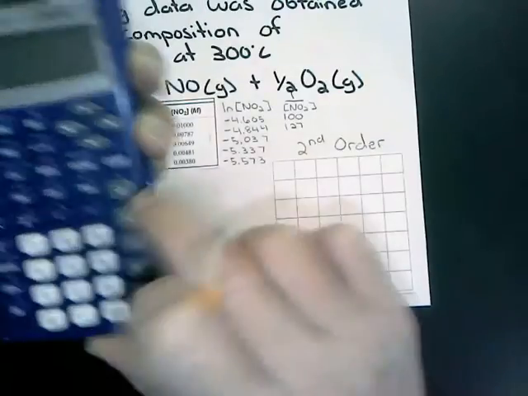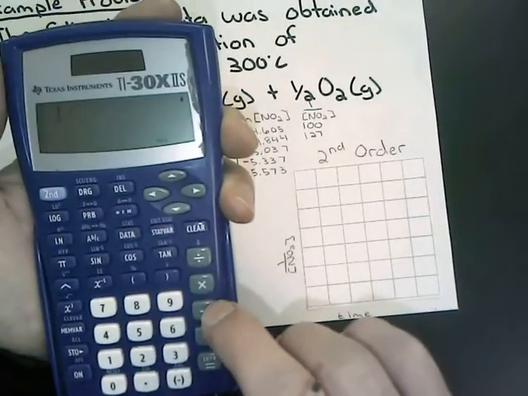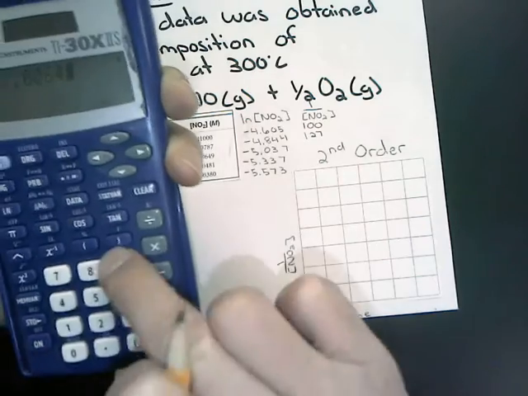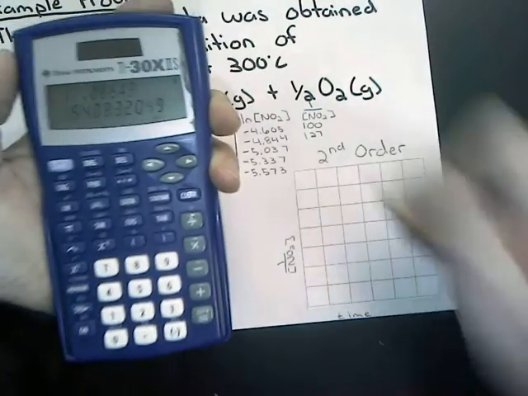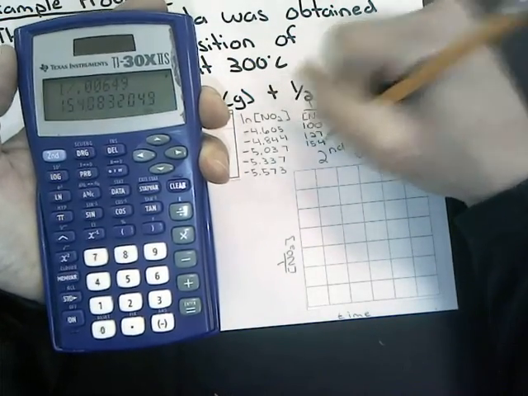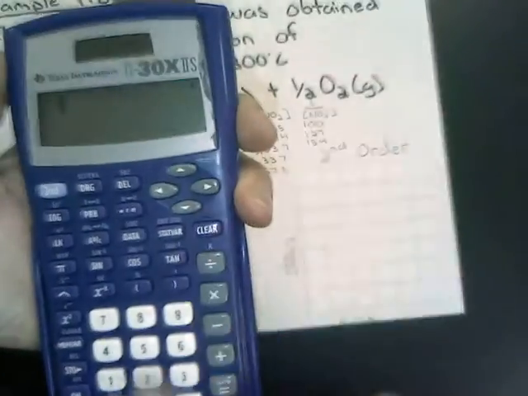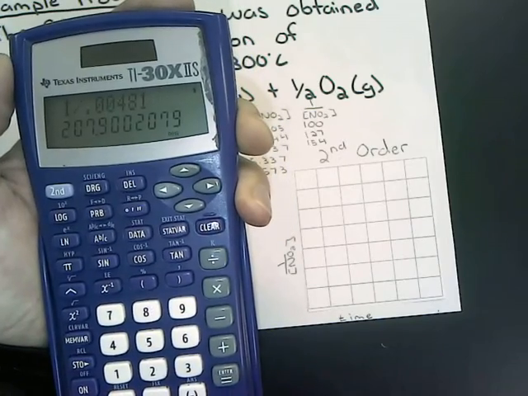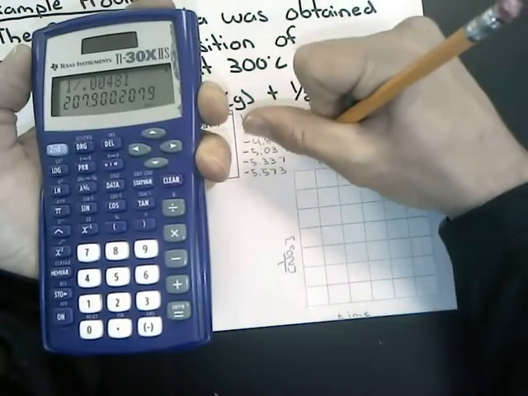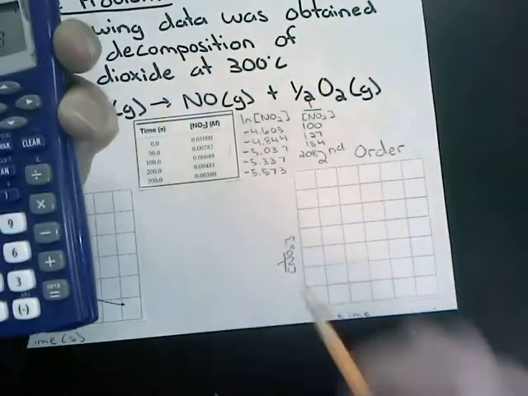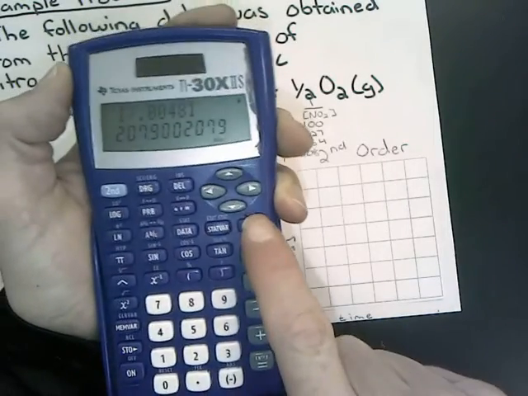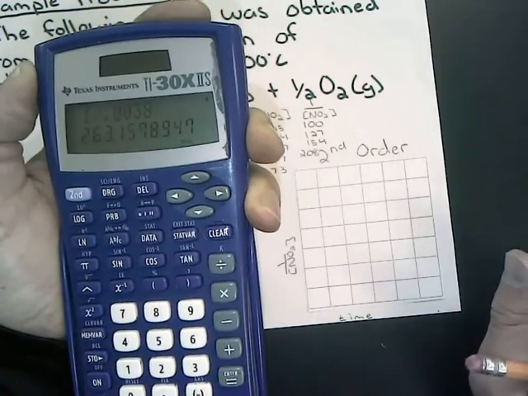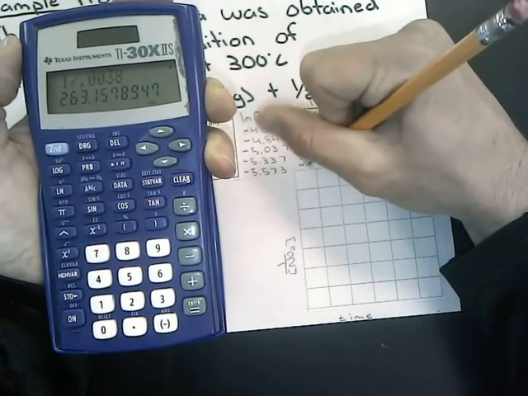We'll do 1 over the concentration there, 0.00649. We get a value of 154. We do the next one, so 1 over 0.00481. We get a value of 208 when we round. And then we do 1 over 0.0038. And we get a value of 263.